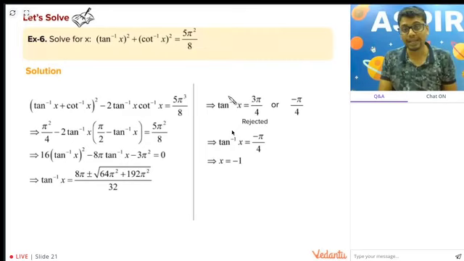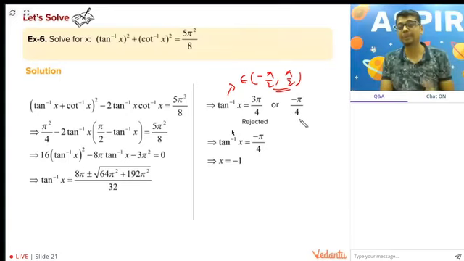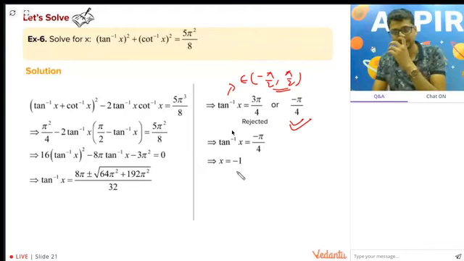Because tan inverse x always belongs to what? Minus pi by 2 to pi by 2, right? So that means tan inverse x equal to minus pi by 4 is the only answer. And if tan inverse x is minus pi by 4, x is minus 1. Khatam, right? So I hope it is clear.